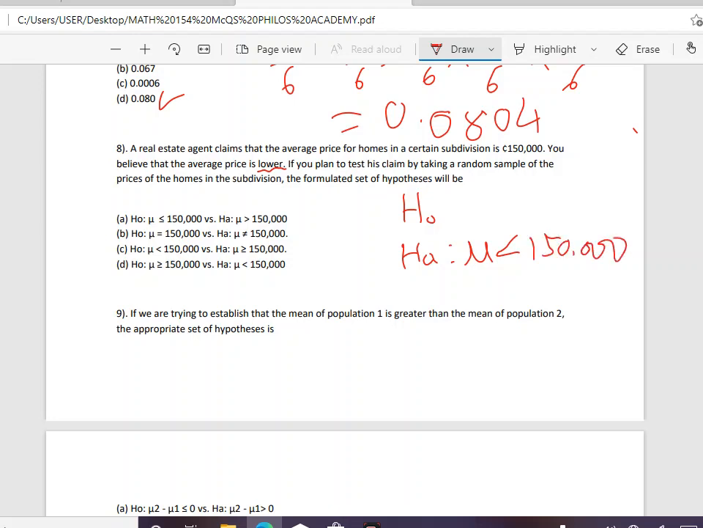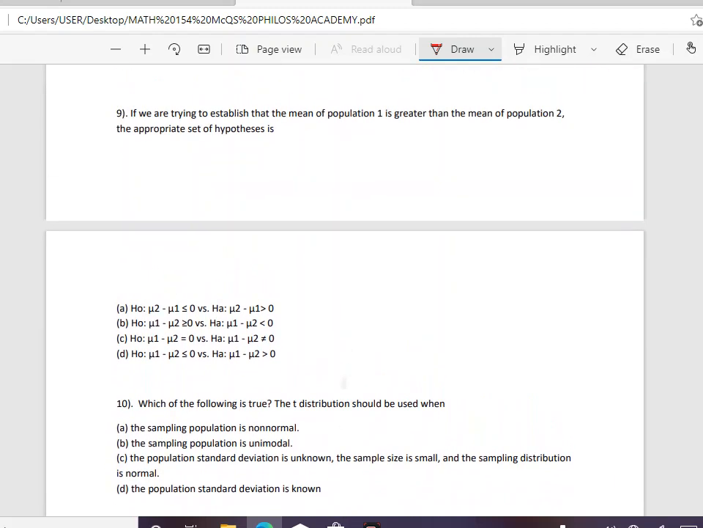So to know what the HO will be, what is the opposite of the less than sign? The opposite of the less than sign is greater than or equal to. So 150,000. So for that matter, the answer for this will be, I think, D, right? Yeah, so the answer is D. So quickly, let's go to question 9.